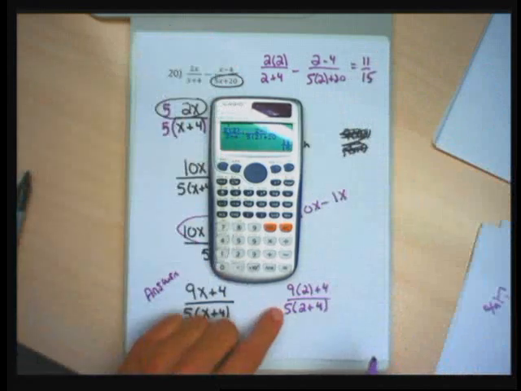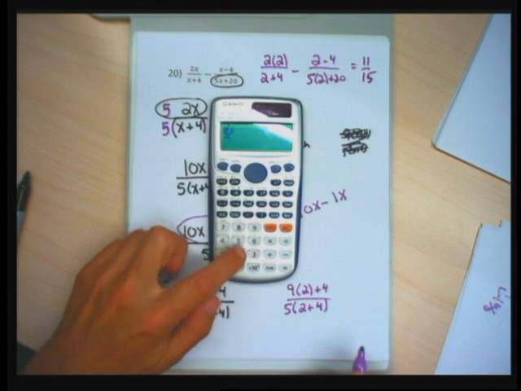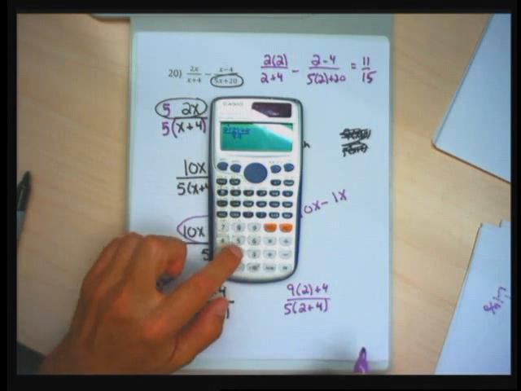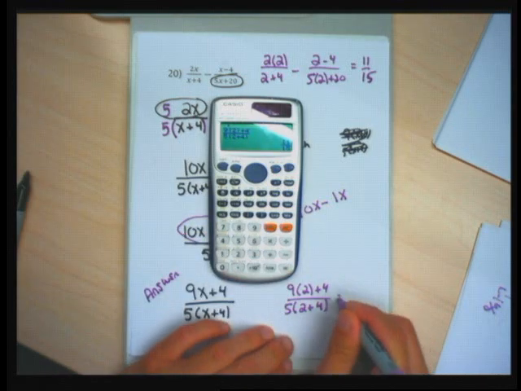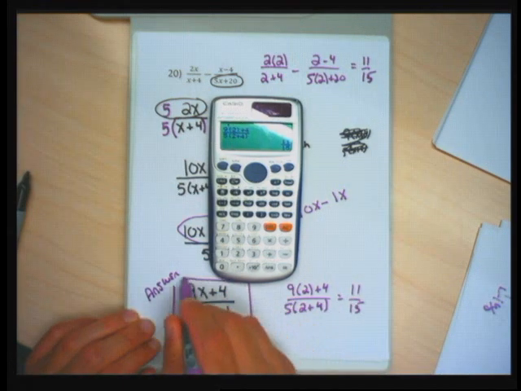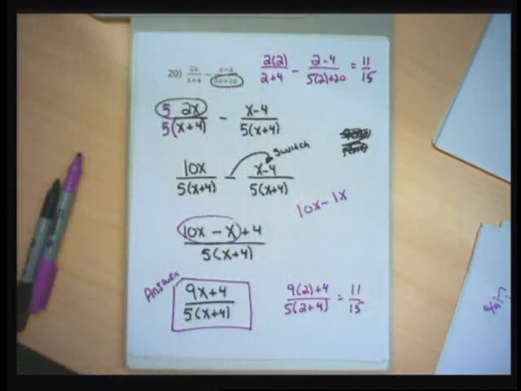Now I'm going to go to my answer and try the same. Fraction 9 times 2 plus 4 over 5 times parentheses 2 plus 4, and I get 11 over 15 again. And that's a beautiful thing. Because when I plugged in 2 for x in my answer, as well as in the original problem, I got the same number, I feel good about my answer.